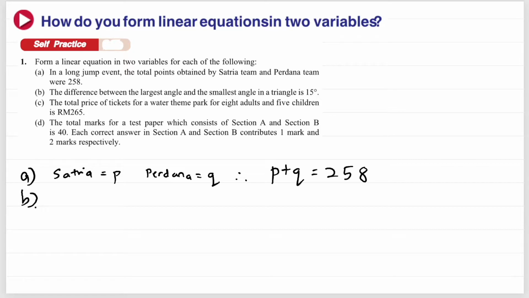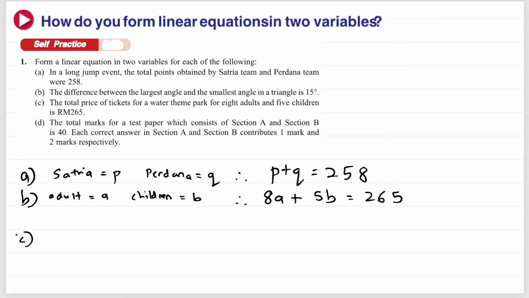Total price of tickets for a water theme park for 8 adults and 5 children. So let's say you let adult be A, and then children is equal to B. Okay, it says 8 adults. So that means 8A plus, how many children? There are 5. So 5B equals the total, right? So 265. That's it.